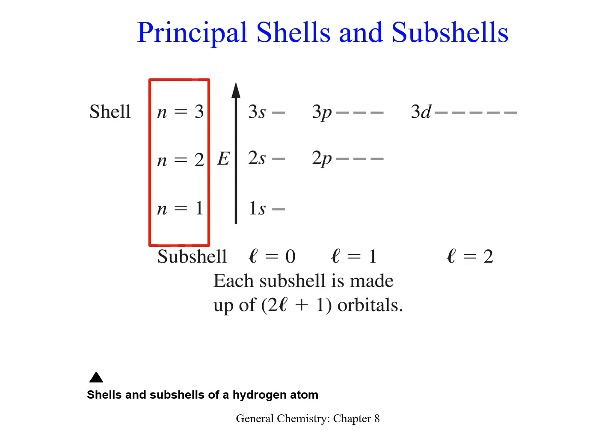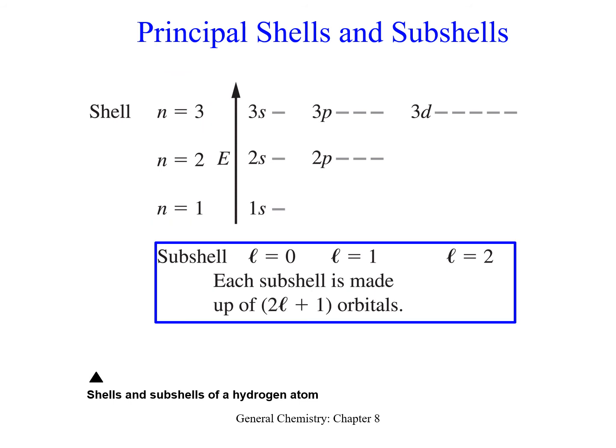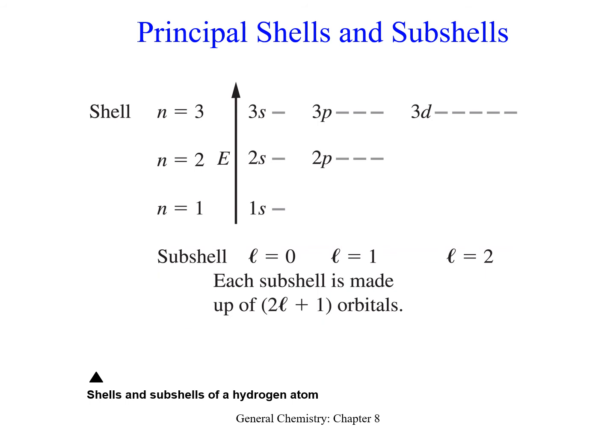Let's look at the subshells. L is equal to 0 for s, L is equal to 1 for p, and again, L is equal to 2 for d. And each subshell is made up of 2L plus 1 orbitals. So the odd number. L equals 0: each quantum shell has an s orbital as you go up the periodic table. So all quantum shells have an s orbital, L equals 0.